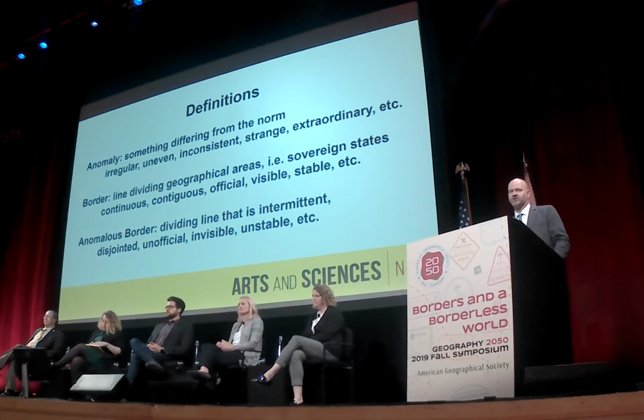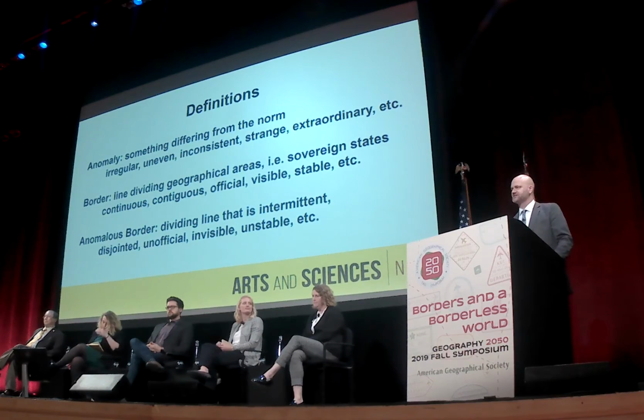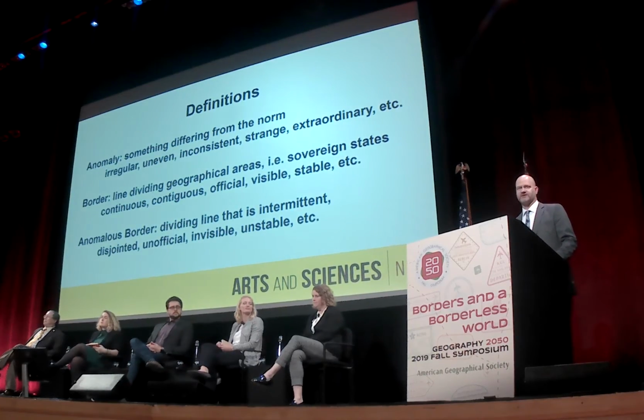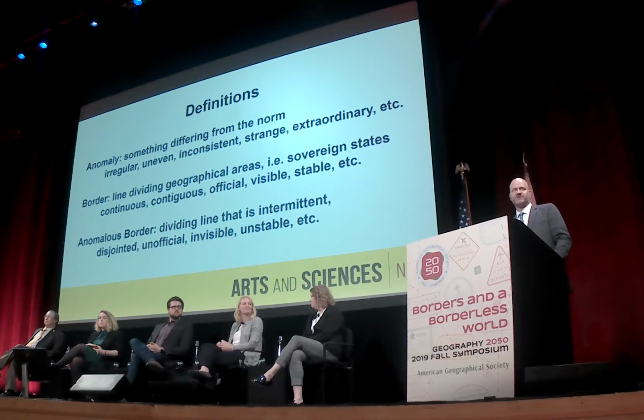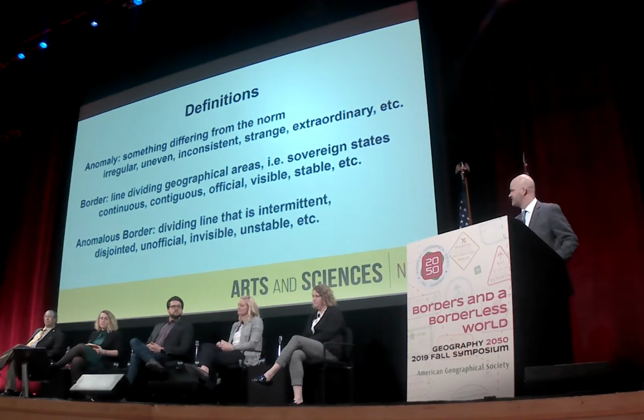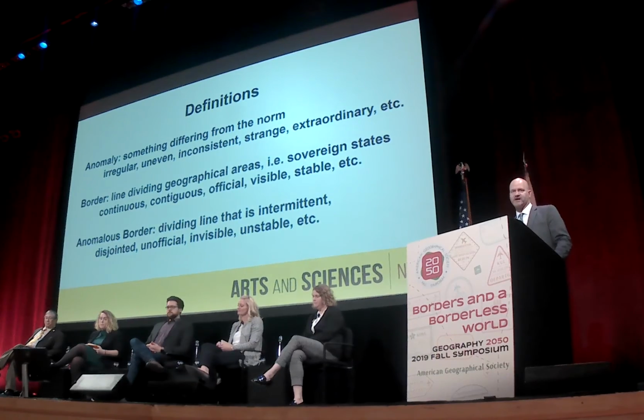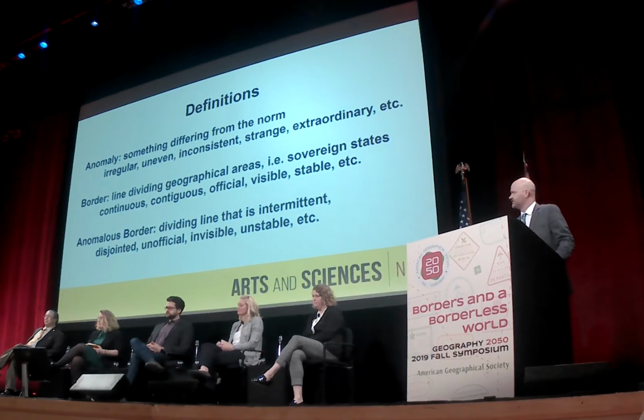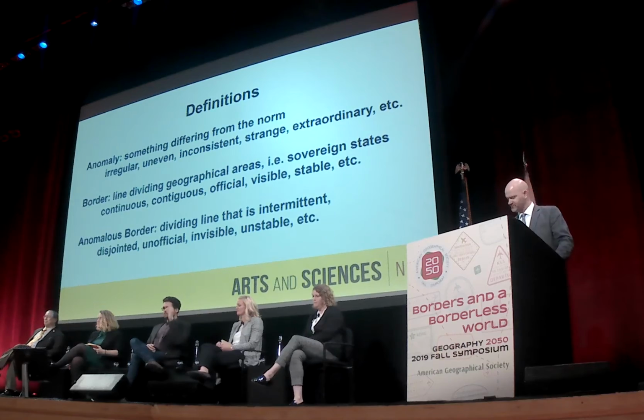Well, what is a border? A border is simply commonly defined as a line that divides two distinct geographic areas. Normally, we think of a border as dividing two sovereign states. So then what would be an anomaly, an anomalous border? Well, that would be a border that is somehow intermittent, irregular, unofficial, invisible in some fashion.